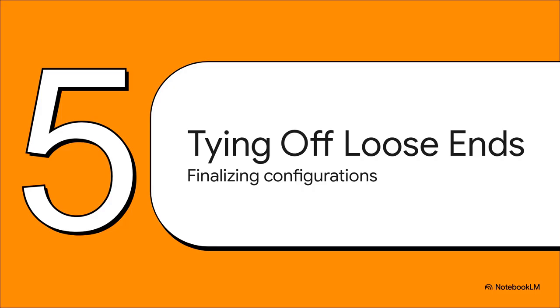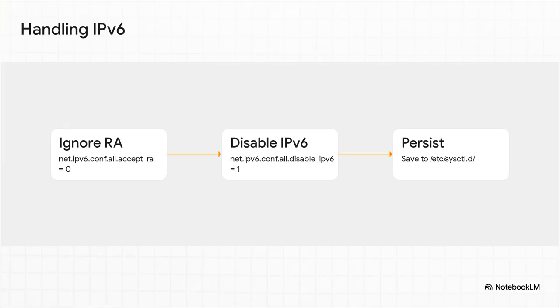Finally, let's look at Section 5, Tying Off Loose Ends. We're going to wrap up this explainer by addressing memory management and some unused protocols. For instance, in the memory subsystem, adjusting vm.mmap_min_addr does a great job blocking null pointer exploits. But we also really need to address protocols that are active by default but that you might be completely ignoring. Specifically, IPv6. Look, if you aren't actively using IPv6, it's just an unguarded backdoor.